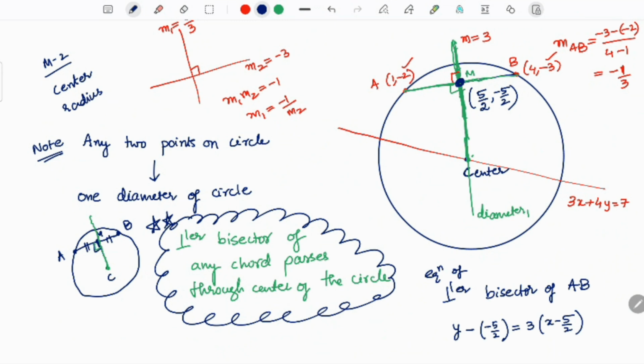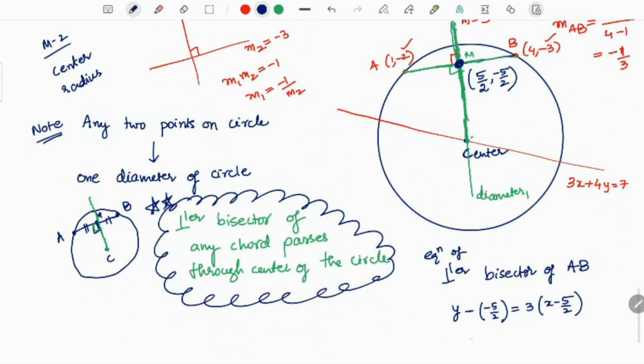All right. So basically, what is this? I'm writing directly. So after manipulating, we get 3x minus y is equal to 10. So that means this green line equation is 3x minus y is equal to 10.